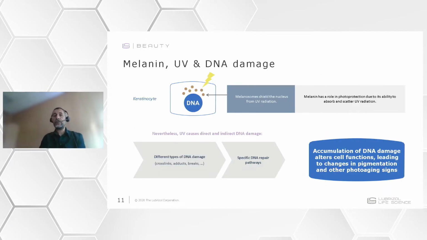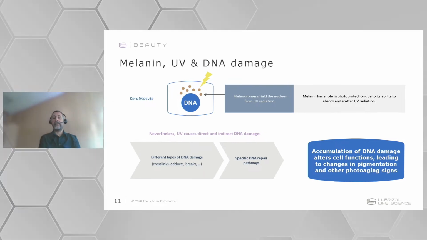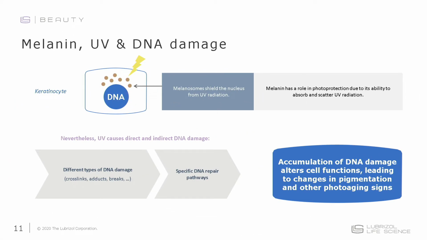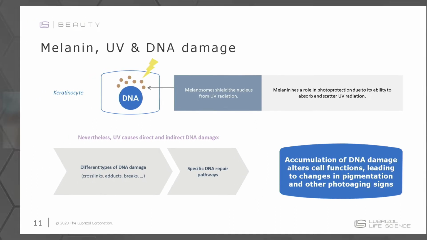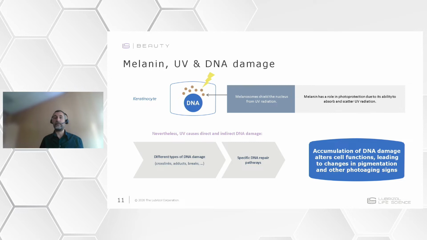So in normal conditions, this process is done correctly, but as you know, the cells are constantly exposed to UV, which in fact is the main responsible for the production of the melanin. But this UV, in addition to the production of the melanin, can produce some DNA damage. This DNA damage can alter some cell functions, leading to changes in the pigmentation. So even if we have some internal DNA repair pathways that take care of our DNA, in some cases the damage produced will lead to hyperpigmentation.